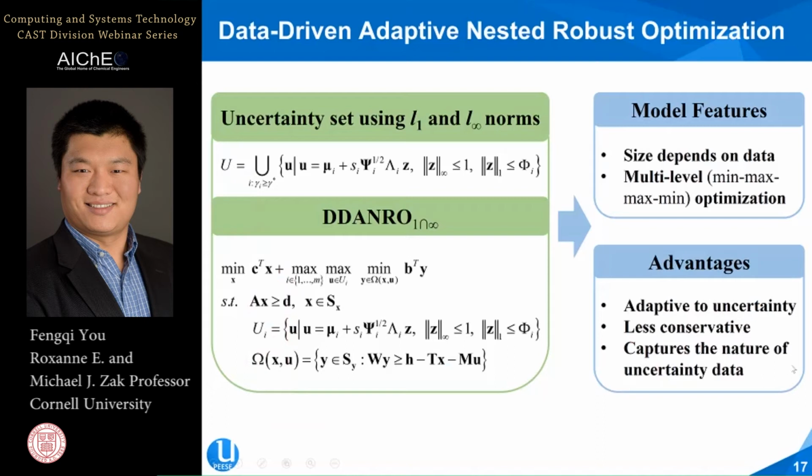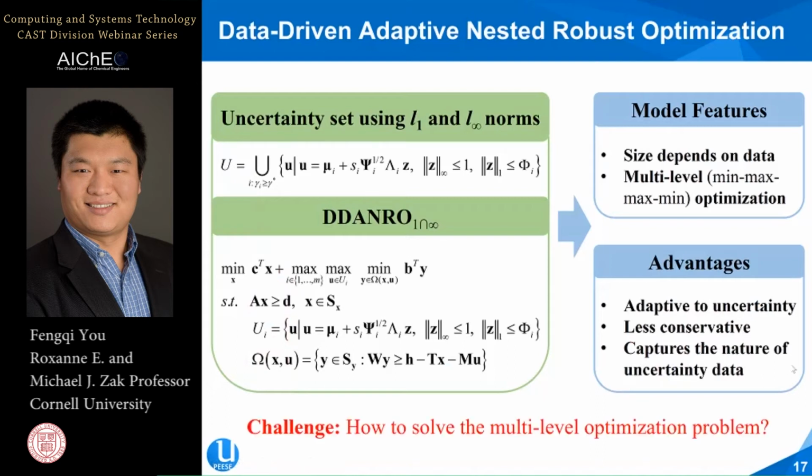But you get what you pay for, always. The question is how can we solve this problem? Because it's so powerful, it's so nice, but you end up with a multi-level optimization problem, and there's not really any off-the-shelf optimization solver that could help you solve this kind of problem directly. But of course, there are some approximations, as always.